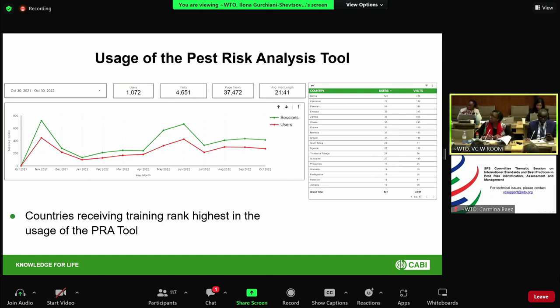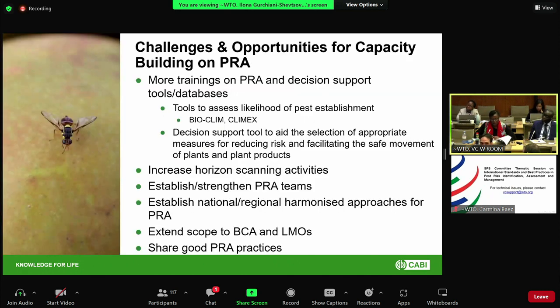And especially so for key pests that are important for food security, but also trade, like the banana bunchy top virus and Fusarium TR4. These are good practices that we'd like to highlight and also ensure are adopted in other countries. However, in the next slide, the challenges we have identified: one of them is, of course, lack of national databases in terms of pest lists, but also in terms of previous PRAs undertaken. The existing databases are also disjointed.